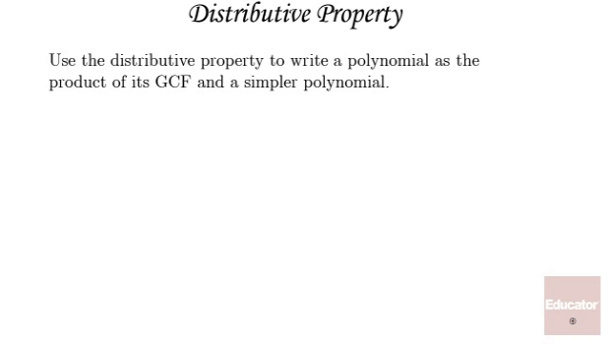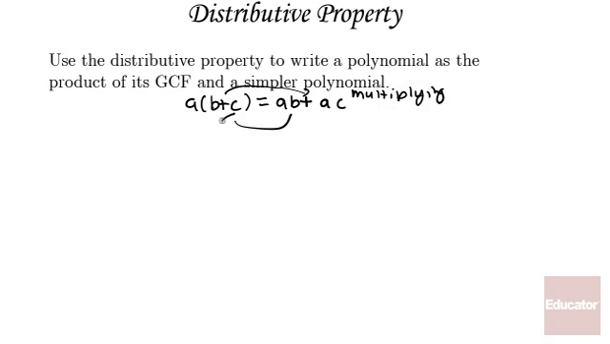So in order to do this, we're going to be applying the distributive property. Recall that the distributive property says that A times (B plus C) equals AB plus AC. Now, when we move forward from left to right, that's simply multiplying. We're just multiplying out A times (B plus C). When we move from right to left, that is considered factoring. And that's what we're going to be doing for this and the next several lessons.